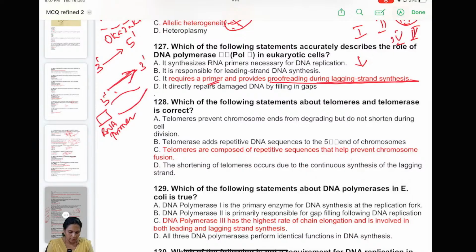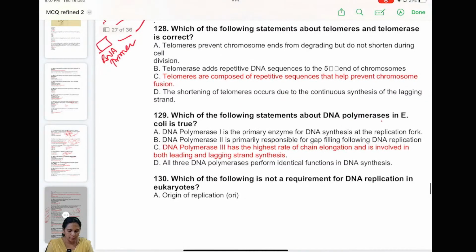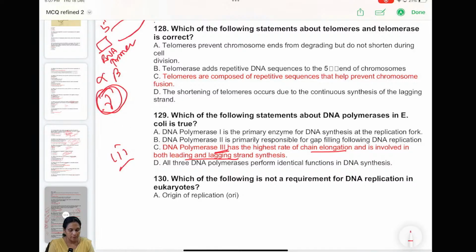Then which of the following statements about DNA polymerase in E. coli is true? DNA polymerase 3 has the highest rate of chain elongation and is involved in leading and lagging strand synthesis. I told you, no, type 3 is responsible in eukaryotes. In prokaryotes, there are alpha, beta, gamma, epsilon. The third one is responsible for polymerization of the DNA. So DNA polymerase 3 has the highest rate of chain elongation and works on both leading and lagging strands.